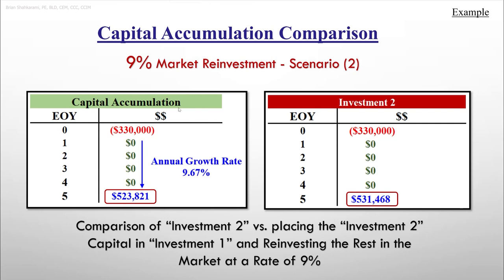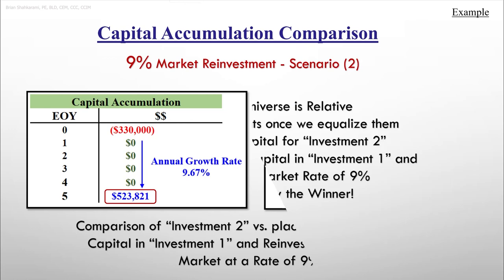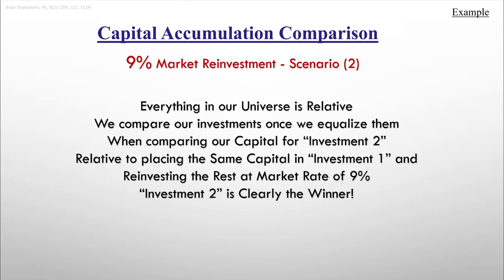In summary, we see that if we were to split our money, put part of it in investment 1 and part of it in a market investment, our capital accumulation would be $523,821. This, of course, is at a market reinvestment rate of 9%, as opposed to the capital accumulation of $531,468 if we had just placed all the money in investment 2. In our universe, everything is relative. We measure everything relative to something else.